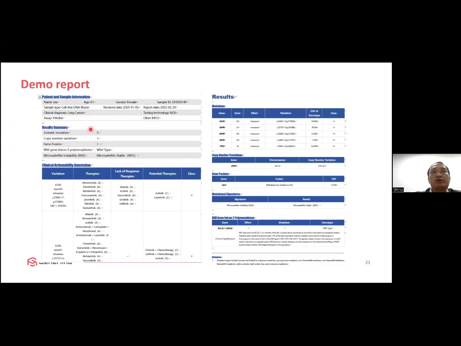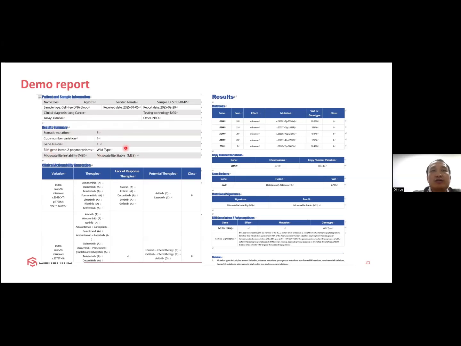Here's the demo report. This report could be output fully automatically, and we had the clinical information and the result summary. We had 5 somatic mutations, 1 copy number variation, and 1 gene fusion. Also, we had a benign gene. I will introduce this gene in the next slides.